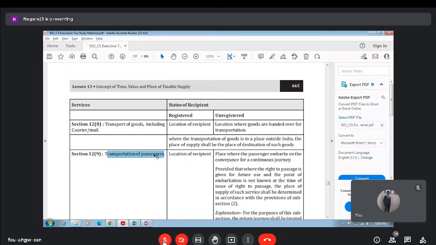If the transportation service is provided to a registered person, then the location of the recipient. That means Infosys employees. Infosys will hire 50 KSRTC Volvo buses to drop the employees to their respective cities during the weekends. Infosys is a registered person, hence whatever service is provided by KSRTC to Infosys, where Infosys is registered, that place will be the place of supply.